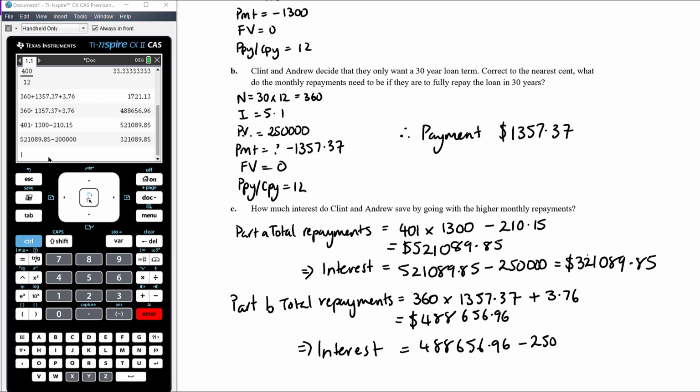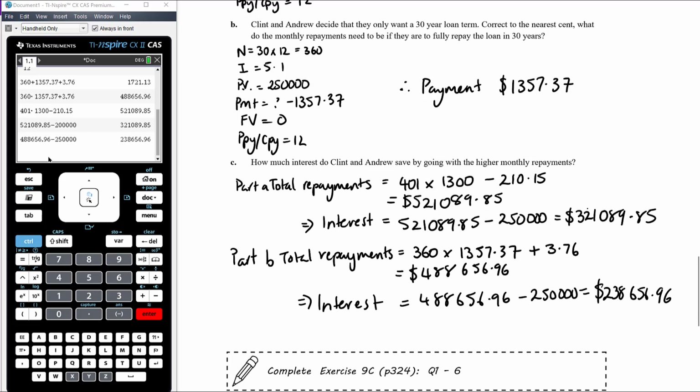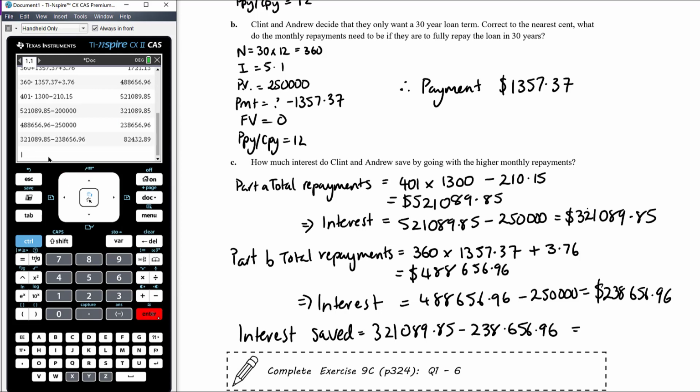And here the interest in part B is going to be this total amount minus the amount that was borrowed. So let's get this number up here, minus the 250,000. Here we paid $238,656.96 in interest. So how much interest do they save by paying the loan off quicker? So the interest saved is going to be the bigger interest minus the smaller interest. So let's do that. They're going to save $82,432.89.